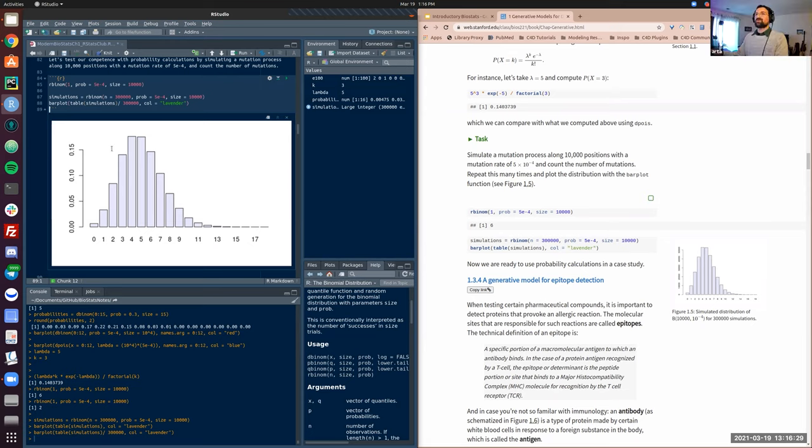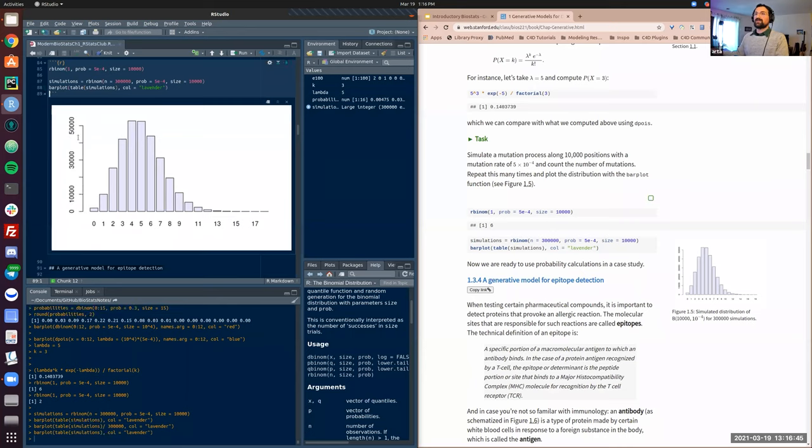So what was the y-axis before? The y-axis before was the actual frequency of the results of your experiment of doing it 300,000 times. Yes. So before, when it looked like this, it was saying that for every 50,000 sequences of 10,000 base pairs, we can expect 4 mutations.